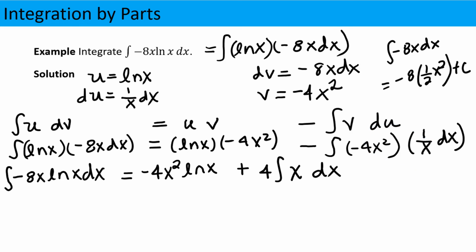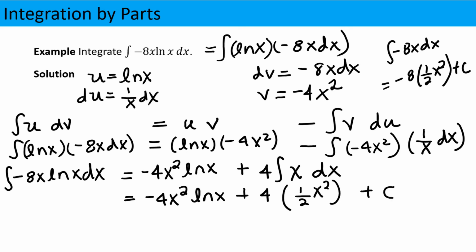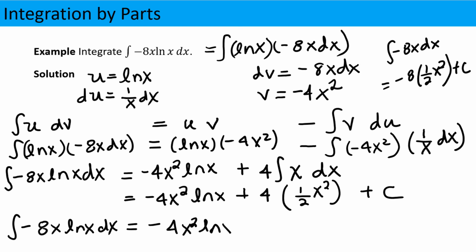So let's integrate that term. Then you have negative 4x squared ln of x, nothing changed, plus 4. And the integral of x, remember you add the power, so you're going to have x squared, and divide by that same power. Don't forget the plus c. So when solved, the integral of negative 8x ln of x dx, that's equal to negative 4x squared ln of x plus 4 times 1/2 would be 2x squared, and don't forget the constant plus c.